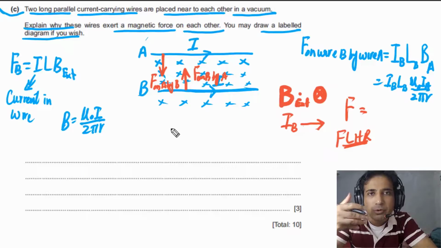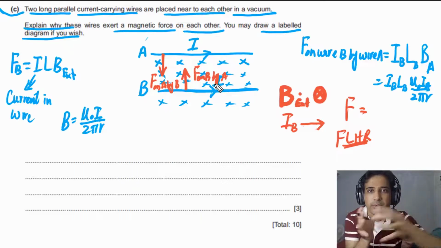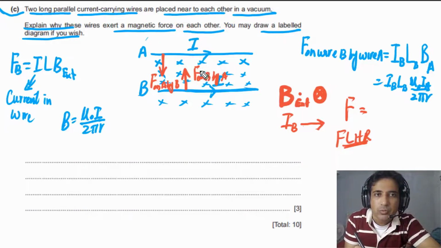So this is what you need to understand. Simply, when wire B is placed inside an external magnetic field, and in this case the external magnetic field is due to wire A, wire B will experience a force by wire A, meaning these two wires will attract each other. If the current is in the opposite direction, they will repel each other. The magnitude of the force on the two wires will be the same, but the direction will be opposite. That's all you need to understand.